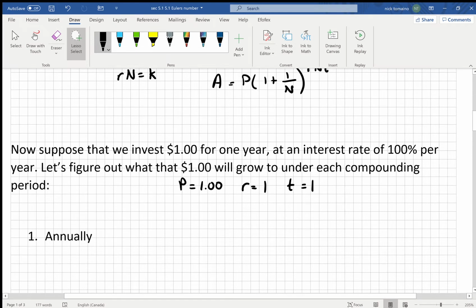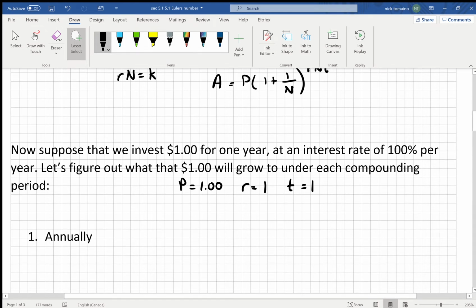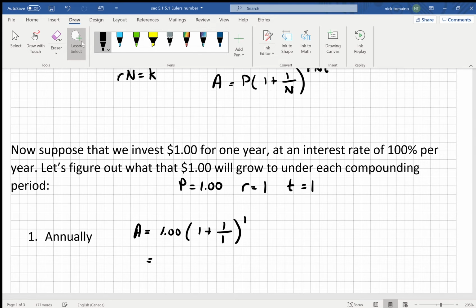So if we compound annually, we're going to get that A is equal to $1, I'm not going to write this anymore just for this one here, (1 plus 1 over n, which is 1) to the exponent. Now, if we look at the formula, the R is 1, the T is 1, so it's just to the exponent n. So that's going to be equal to 1 plus 1 to the 1. Okay, and no problem here. We're going to have 1 times 2, which is $2, which is what we would expect, right?